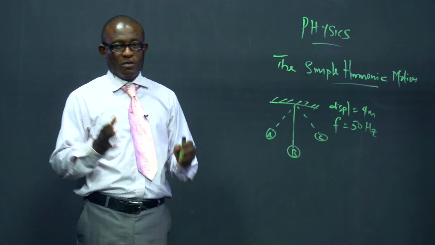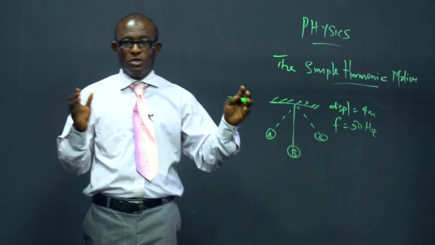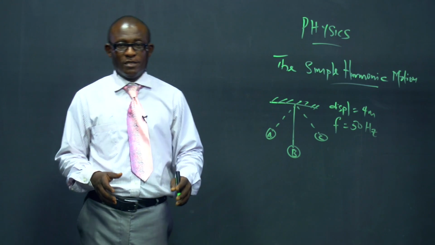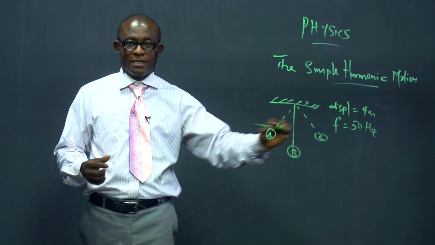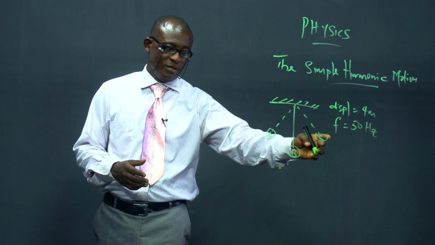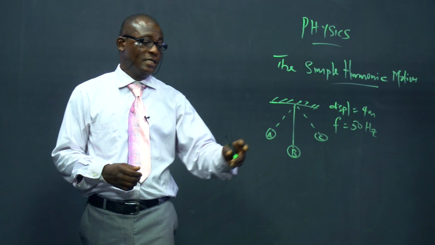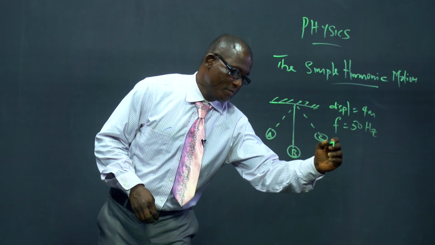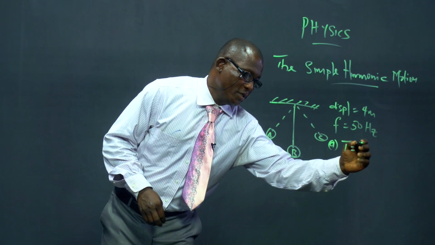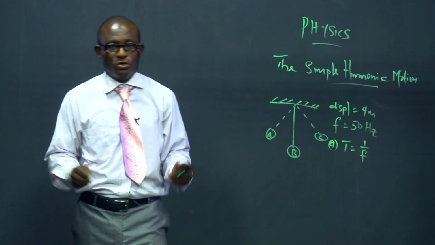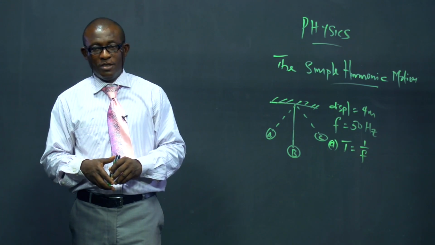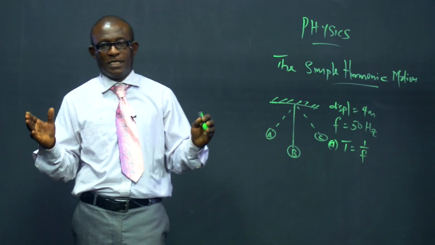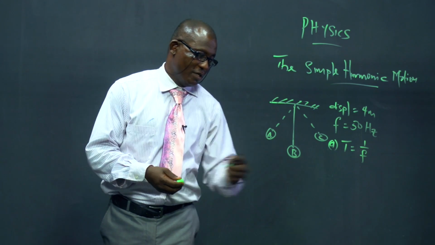Now, from our definition, we said simple harmonic motion is the periodic motion of a body along a straight path, such that the acceleration is directed towards the center and it is proportional to the displacement. The first part of this question asks us to find the period. The period here, T, is 1 over frequency. I told you frequency is the reciprocal of period, and period is the reciprocal of frequency.